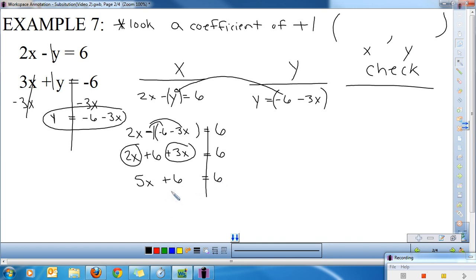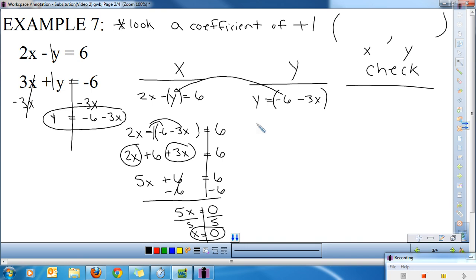I'm going to try to solve for x, so first I'm going to get rid of this plus 6. These cancel. I'm left with 5x equals 0. And 5 times x, so to undo times x, I'm going to divide by 5. So x equals 0. Now I have my x, I think it's 0.